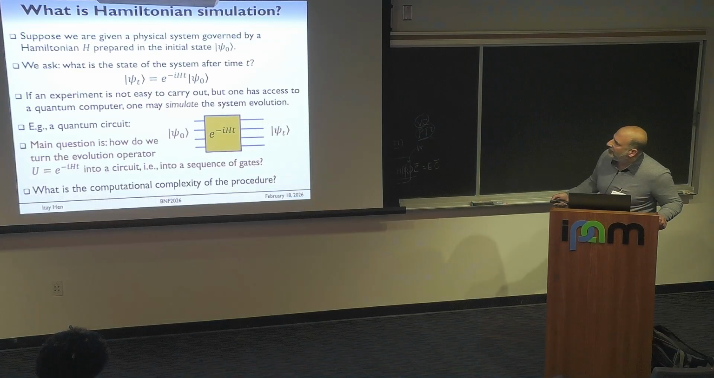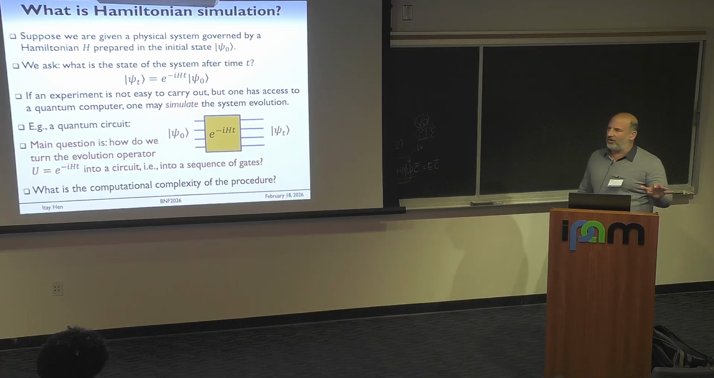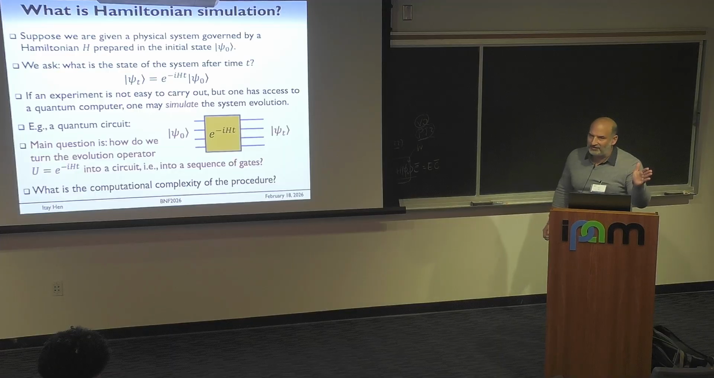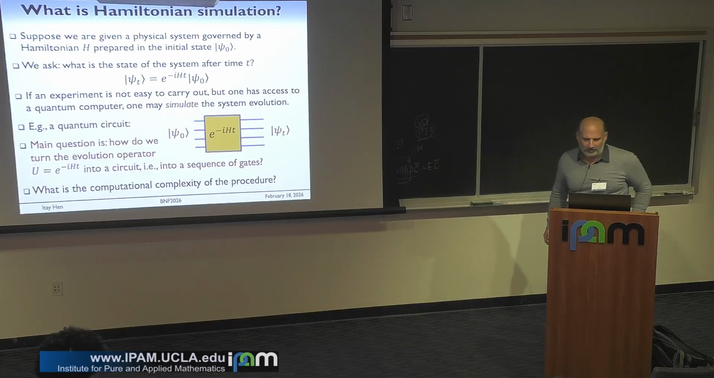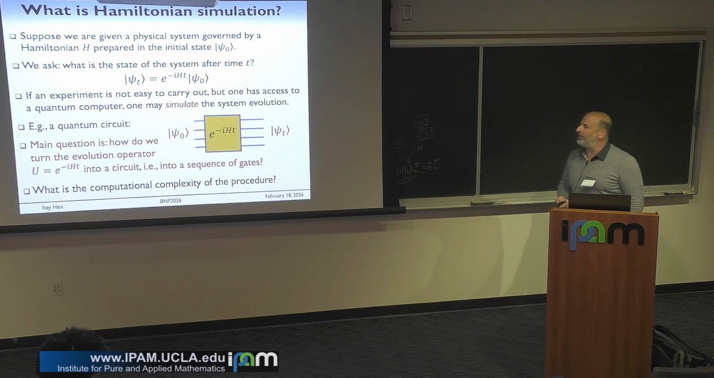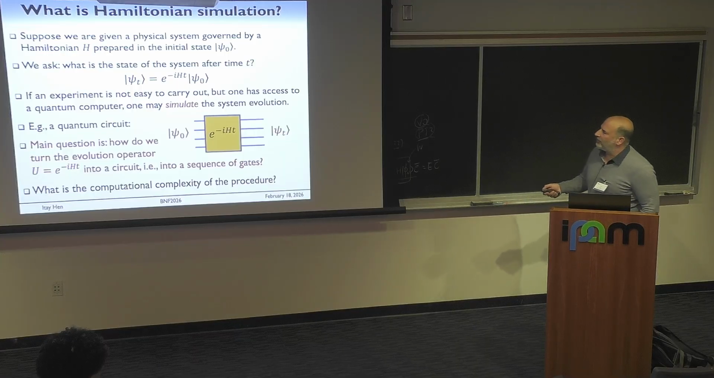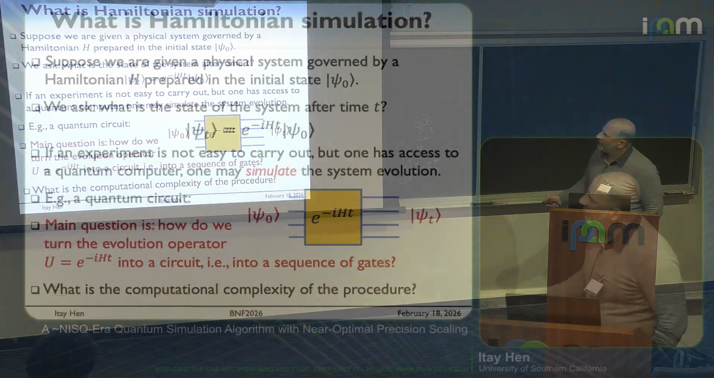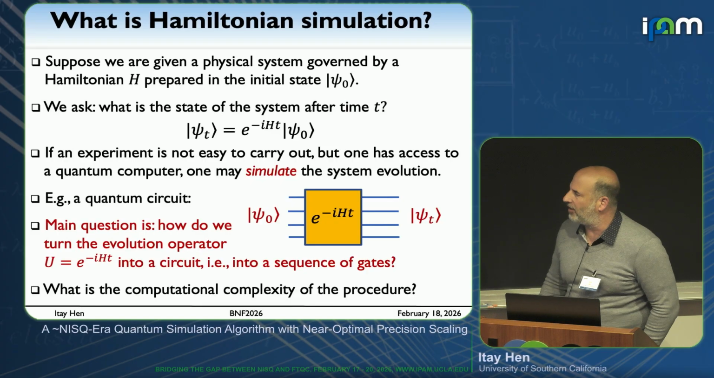So the idea is to build a quantum circuit that approximates the unitary evolution. I'm assuming for this talk that the Hamiltonian is time independent, but in fact, the results that I'm talking about can be generalized to time-dependent Hamiltonians. The mathematics is more complicated, but it can still be done. So let's say that the Hamiltonian is time independent, and so the unitary time evolution is simply e to the minus iHt. And we want to write a circuit that approximates this unitary.